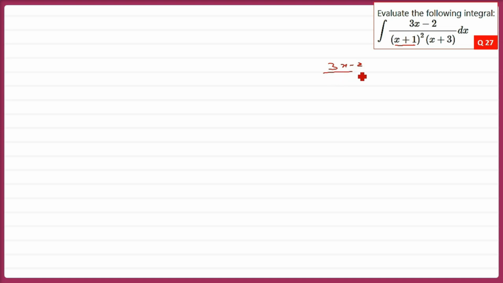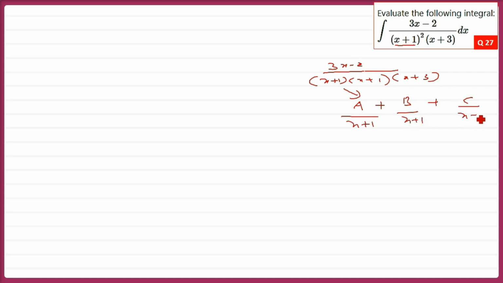Now we have 3x minus 2. Normally people would think that this x plus 1 whole square can be written as x plus 1 into x plus 1, and we have x plus 3 also here. So in the normal sense, this can be written with a, b, c as the constants, over x plus 1, then x plus 1 and x plus 3 in the denominator. This is the way people do it, but it is not the correct way because x plus 1 whole square is a quadratic expression. This is a wrong approach. What is the correct approach?